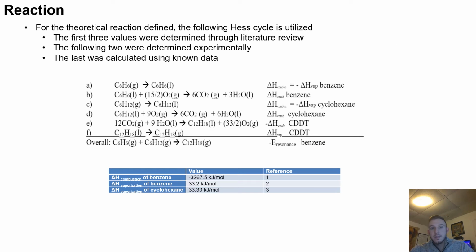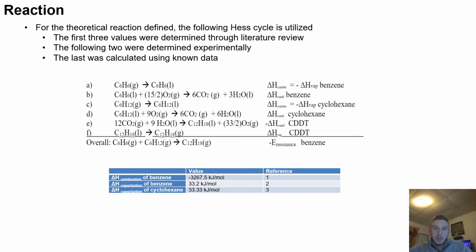Now for that theoretical isodesmic reaction defined before, the following Hess cycle is utilized. So the first 3 values were determined through literature review, and this includes the enthalpy of condensation of benzene, the enthalpy of combustion of benzene, and the enthalpy of condensation of cyclohexane. Now, what's interesting is that basically the enthalpy of condensation of both benzene and cyclohexane are analogous to the negative enthalpic difference of vaporization between the 2 molecules. And this is just basically in relation to the reverse reaction.